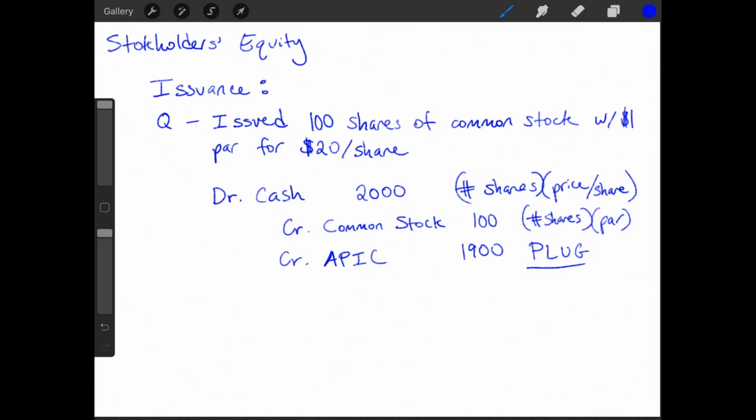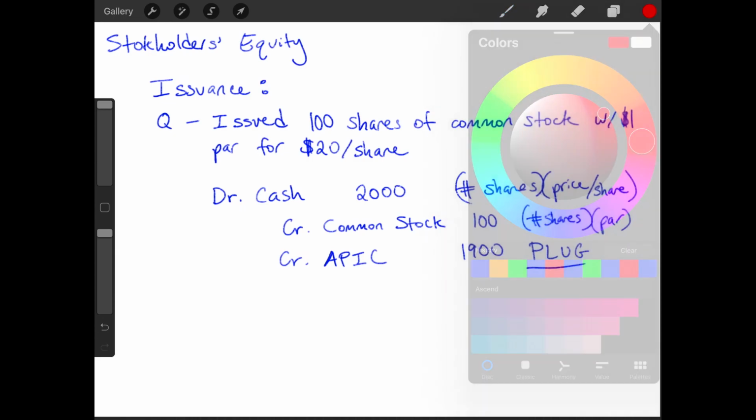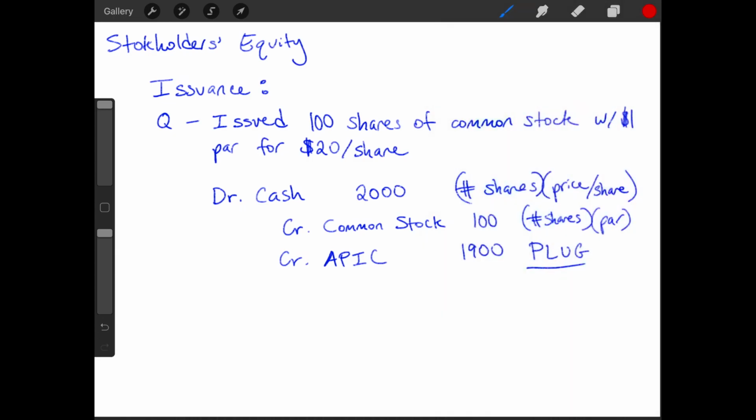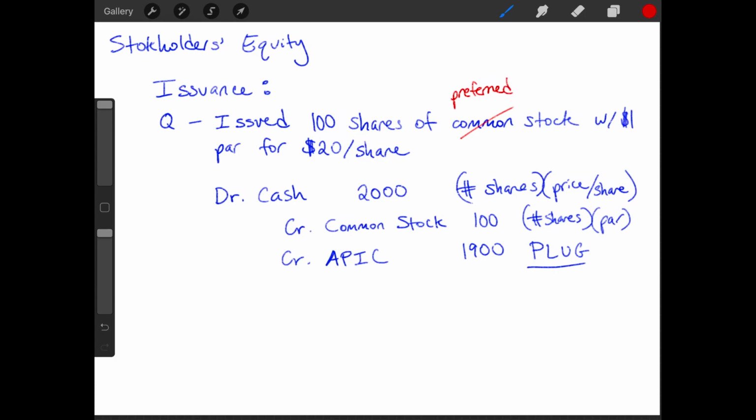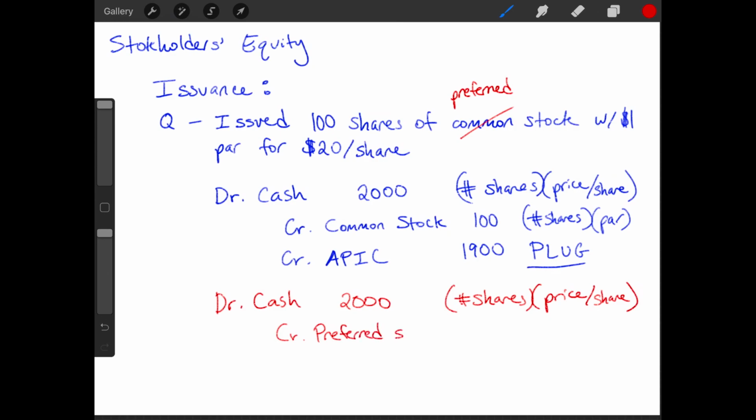Okay, and now let's go ahead and look at this same exact example, but instead of issuing common stock, let's cross that out, and instead let's issue 100 shares of preferred stock. So when you're approaching this example, you're going to essentially go through the exact same process, but instead of crediting an account called common stock, you're going to be crediting an account called preferred stock. So again, you're going to be debiting cash for the number of shares times the price per share, crediting preferred stock this time at the number of shares times the par value, and then you'll credit APIC, that additional paid-in capital account, with a plug to make your debits and credits equal.